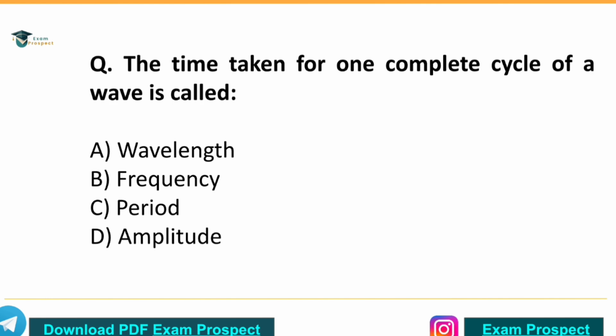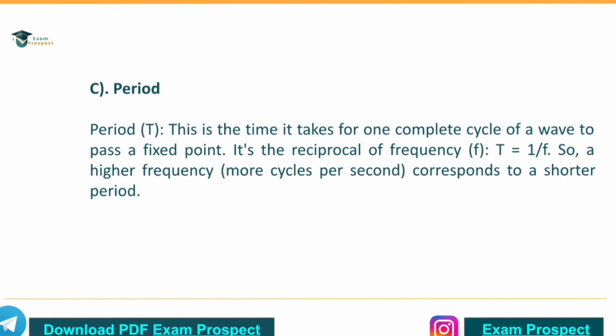Next question. The time taken for one complete cycle of a wave is called? The correct answer is option C, period. Here, the period is represented by T. This is the time it takes for one complete cycle of a wave to pass a fixed point. It's the reciprocal of frequency, so a higher frequency corresponds to a shorter period.